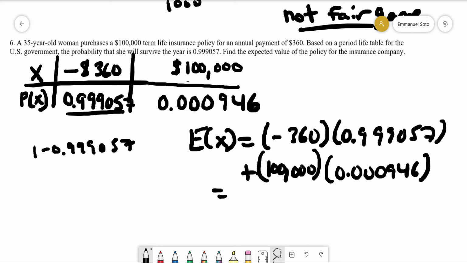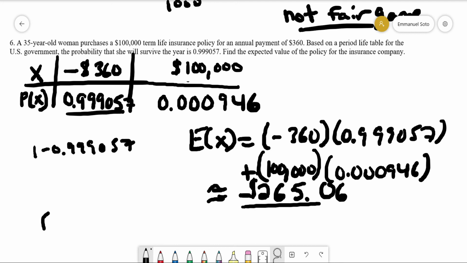$100,000 times. Okay, so it looks like we have negative $265.06 approximately. So it looks like she's losing an amount equal to negative $265. So this is what she is losing. Now we know that the insurance company is gaining this amount. So find the expected value of the policy for the insurance company. So in this case, the insurance company is getting $265. So this is for her.